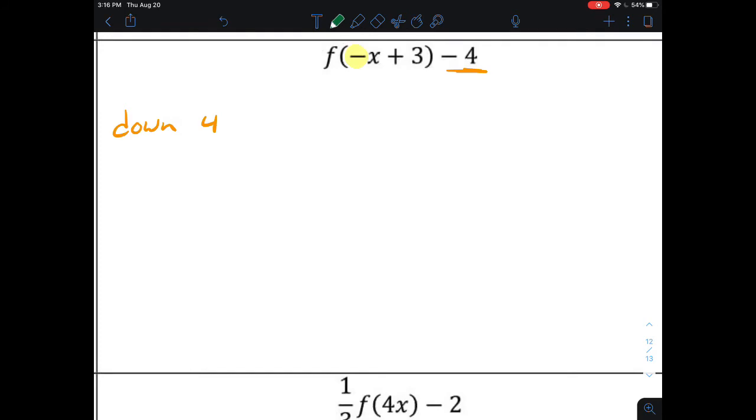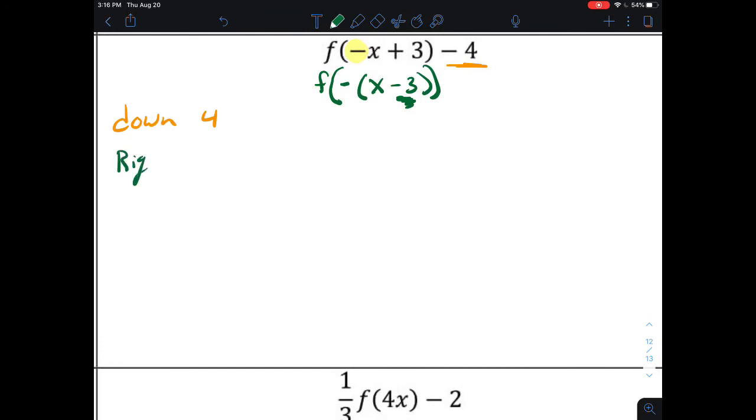So what I would have to do is I actually would have to rewrite that f part, pulling a negative off of those two terms. So it would be negative 1 times x minus 3. So that way I could identify that horizontal translation. Well, that horizontal translation would be determined by me now subtracting 3 from a positive 1x, which means that the graph would go to the right 3 units. And that negative sign, what it did is it created a reflection over the y-axis.